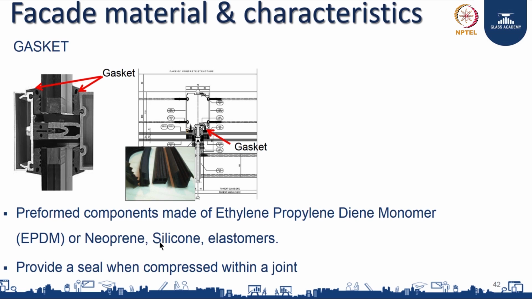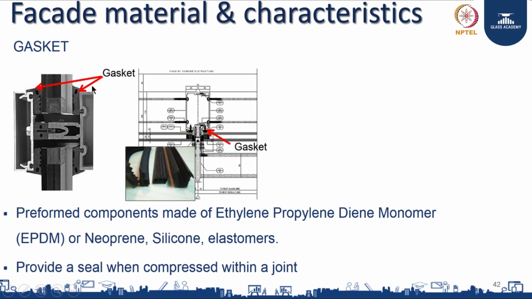A good material available is EPDM, ethylene propylene diene monomer, or neoprene or silicone or elastomer. It is a kind of special rubber which takes care of this function, which acts as a seal, but at the same time expands and contracts with the system and wedges through, like what you see over here.